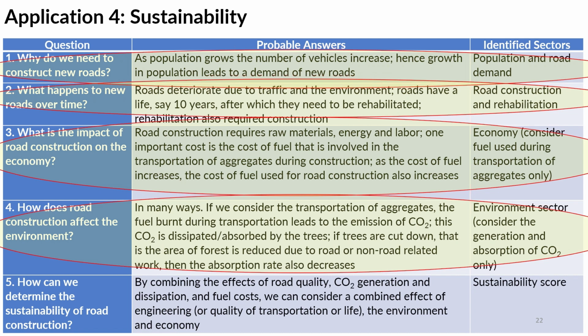And we also know that there is absorption of CO2 by the trees. But what happens if we cut down the forest and at the same time build the roads? What happens then? We are creating more greenhouse gas, and we are also cutting down the mechanism which actually helps us to absorb or remove the CO2 from the environment. Okay. And then finally, how can we say that we can do these things sustainably with the consideration of the road quality, the CO2 generation, dissipation, fuel costs, and everything?